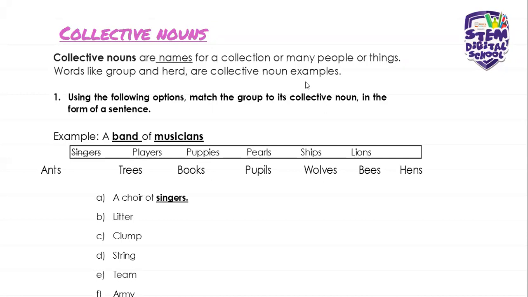Yes, Lebo. You want to give us an answer? Yes, ma'am. The answer for number B is a litter of puppies. Is it? Okay. It's a litter of puppies. Excellent, Lebo. Did you hear that? Yes, ma'am. Very good.